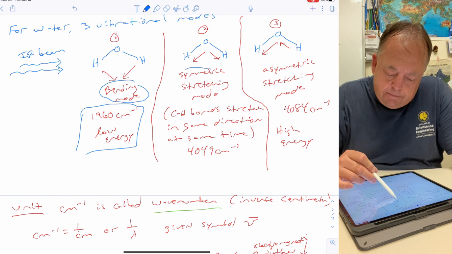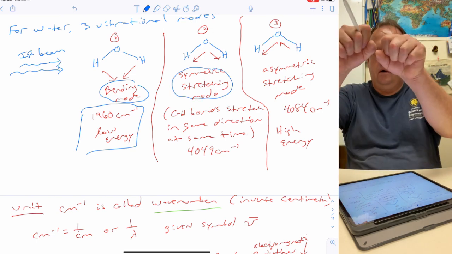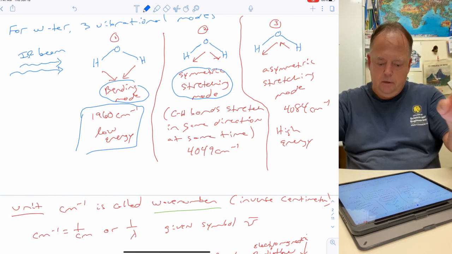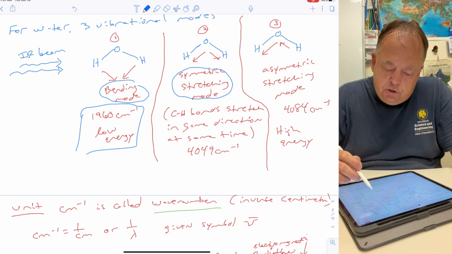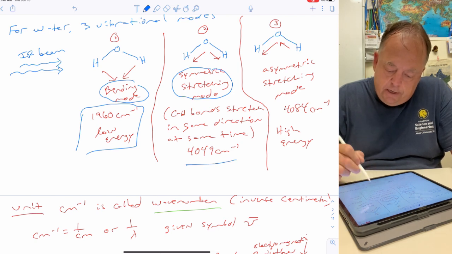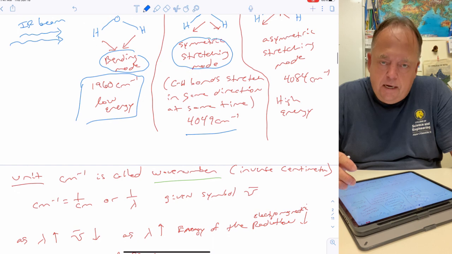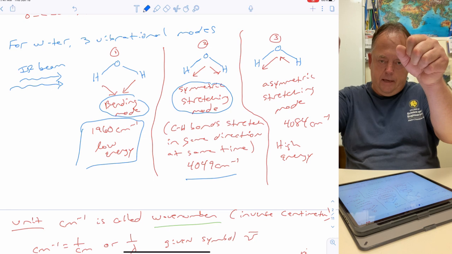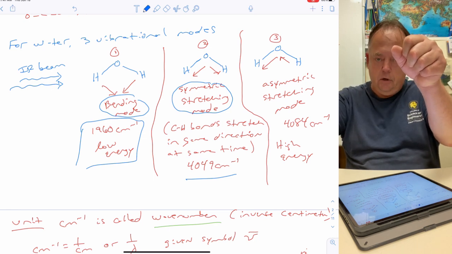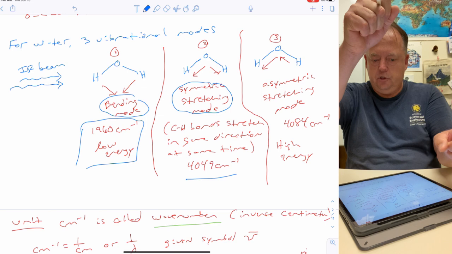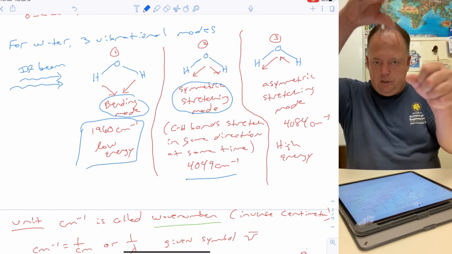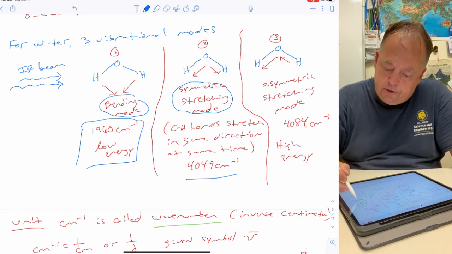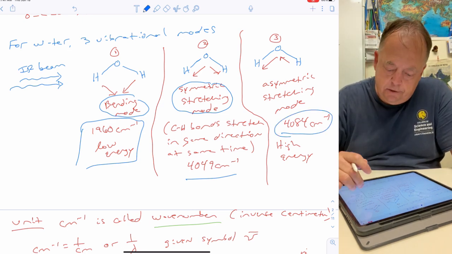You have what's known as a symmetric stretching mode. If you have the water molecule and you start stretching the OH bonds in the same direction at the same time, that's what's known as a symmetric stretch. That occurs at 4,049 inverse centimeters. Or you can have what's known as the asymmetric stretch. So if my hands are the two hydrogens, if one of them compresses and one of them stretches, and the oxygen of course is up here, then that would be the asymmetric stretching mode, and that occurs at 4084 inverse centimeters.